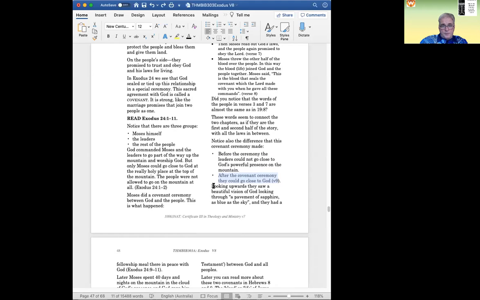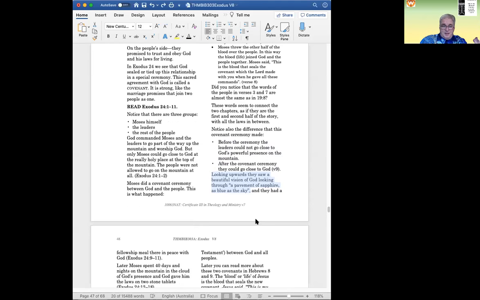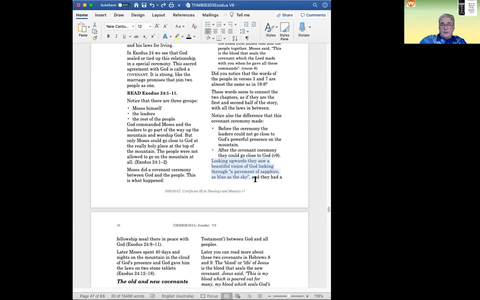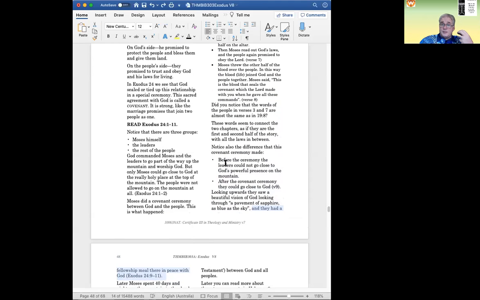Looking upwards, they saw a beautiful vision of God looking through a pavement of sapphire as blue as sky. And you might remember, there are a number of other visions in the Bible of the presence of God, in Isaiah chapter 6 and even in Revelation, where the presence of God seems to have this sense of something like sapphire, this really deep, rich blue. Why? I don't know, but that's the description. And it's interesting that they had a fellowship meal there in peace with God. So a key part of this new covenant is to celebrate together.